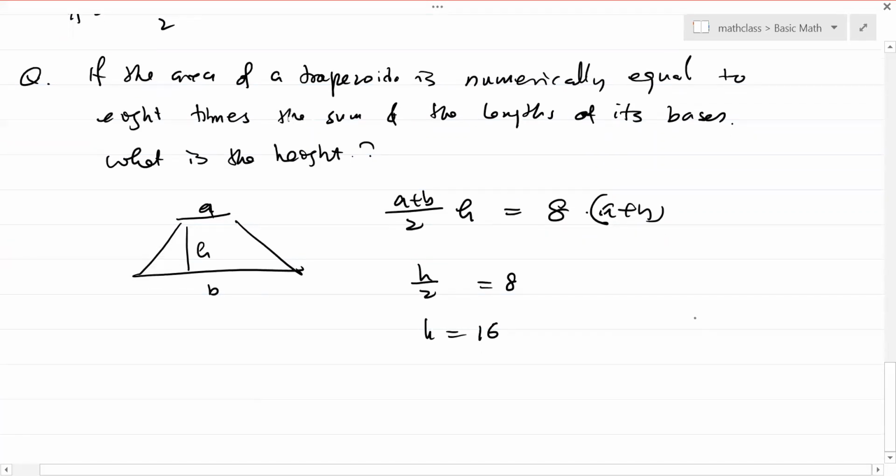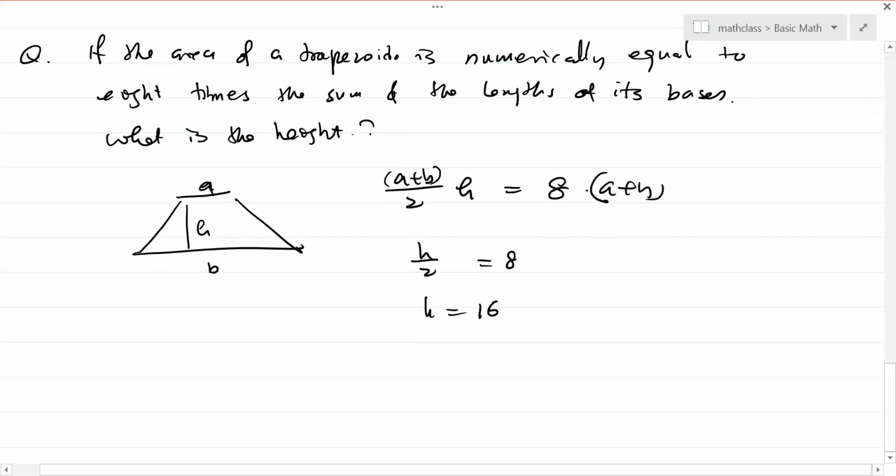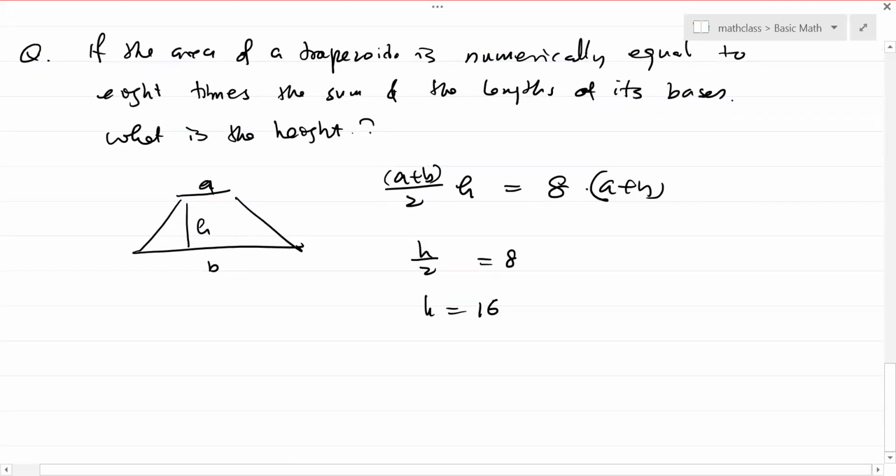And can you solve this equation? Yes, no, everybody knows how to solve this equation, right? Just cancel a plus b, right? All right, so this is a geometry problem. We're going to look at another one, okay?